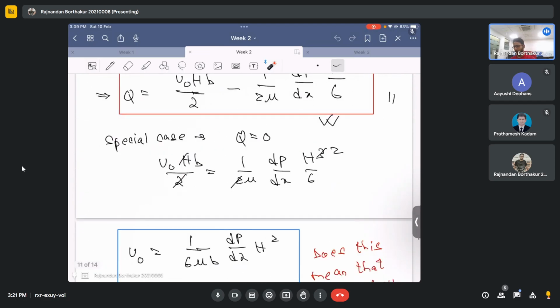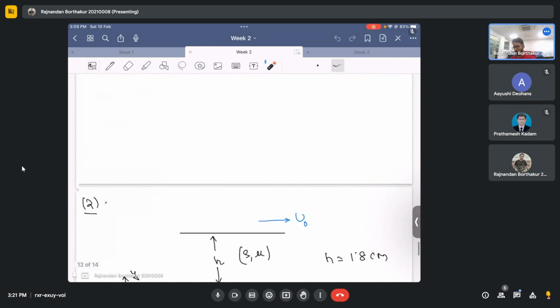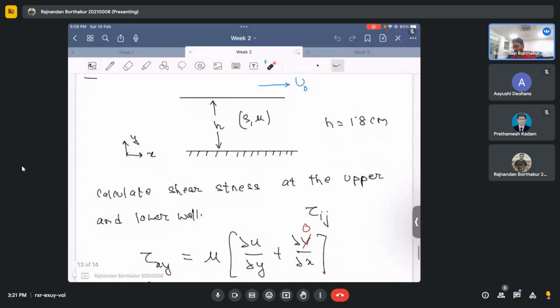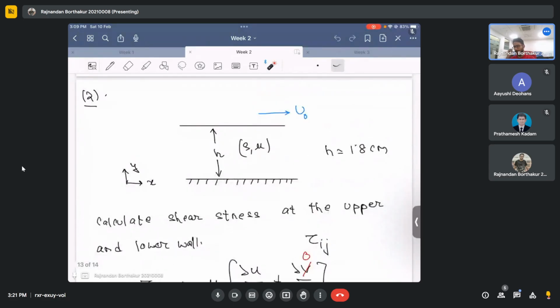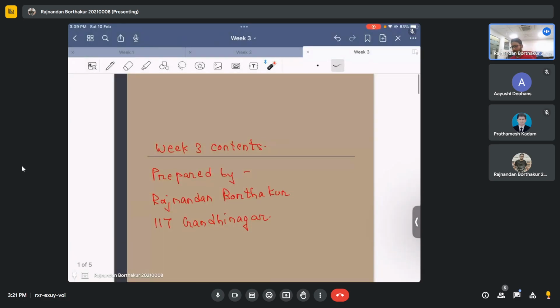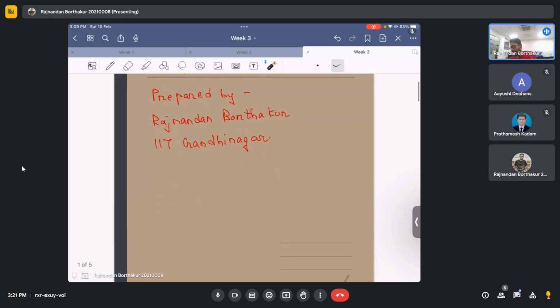We also evaluated the volume flow rate, which doesn't need much explanation. And then we looked into a problem which involves calculating the shear stress. So this was what we did in the last week.